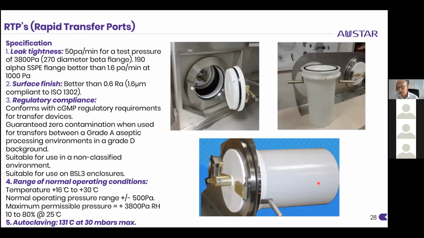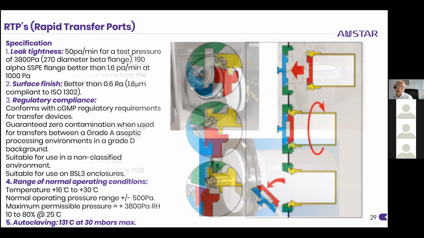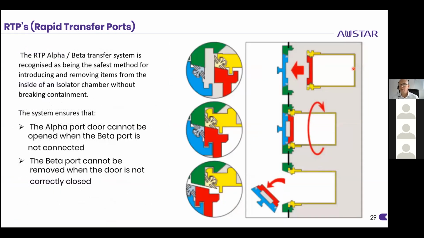So we have product inside here. This door can be opened and transferred into the isolator, or vice versa. Waste can be transferred out of the isolator into this bin and then taken away. The schematic there shows how it works: we bring the port in, we dock it by twisting it. Once it's twisted, the port can be opened. You cannot open the doors without the two components locked together.